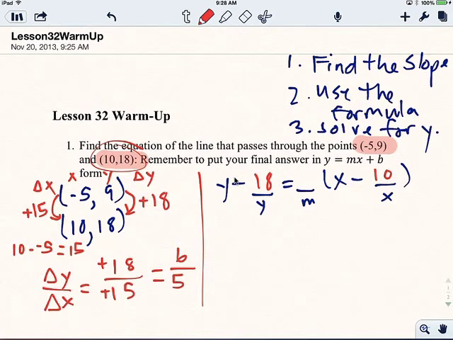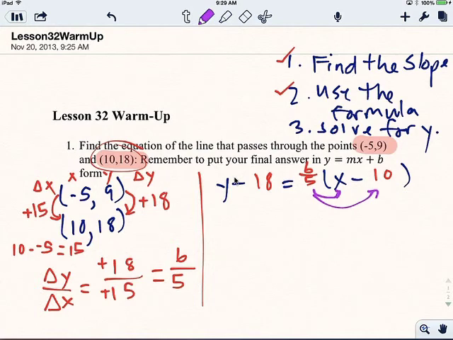And I just found that my slope is 6/5. So I'm going to write 6/5 right there. All right, so I have y minus 18 equals 6/5 times (x minus 10). So I've done step 2 now, so I've checked off step 1, step 2, now I need to solve for y. And when we do this, I'll do it in purple here, I need to start by distributing.